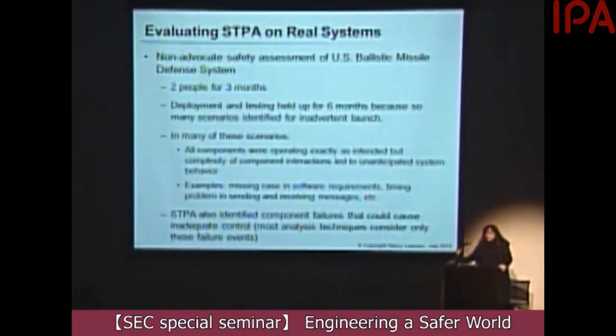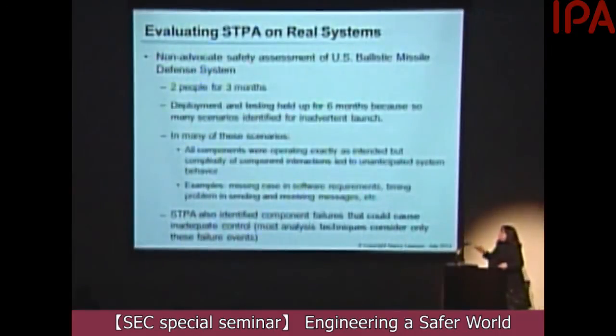I said it was used on the safety assessment of the U.S. ballistic missile defense system. They called us in, they did this only right before the system was being deployed and field tested. We had 2 people for 3 months looking at this system. And they found so many paths, so many scenarios to inadvertent launch that deployment and testing was held up for 6 months while they fixed the problems. And it cost hundreds of millions of dollars to fix the problems. If they'd done it early, it would have cost nothing. They would have done it during the regular development.